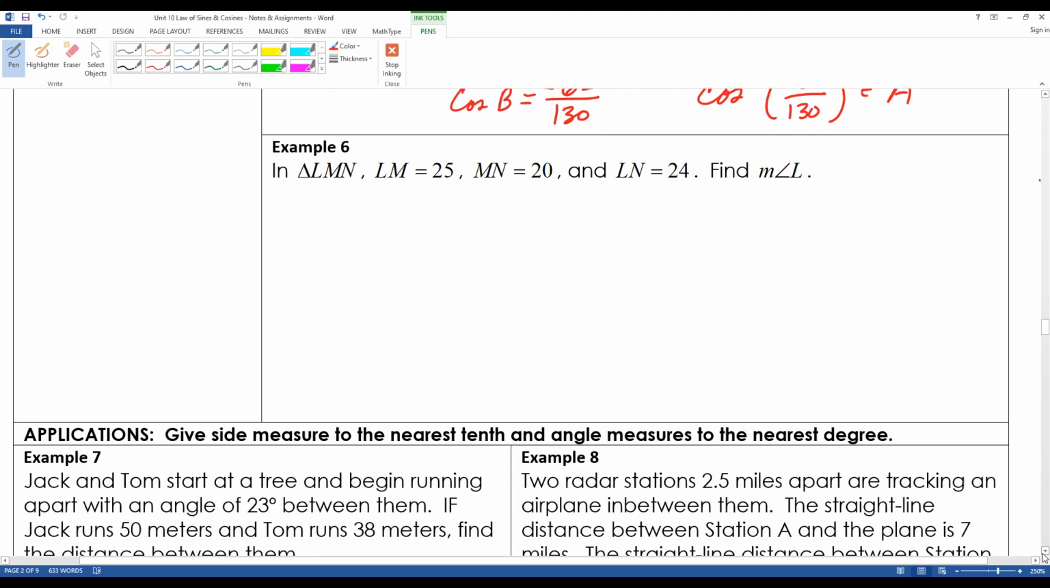Okay? So these all, once you get them set up, they all solve the same way. The other ones where you solve for the side, we end up square rooting, but you got to know your order of operations because that's key to solving these.